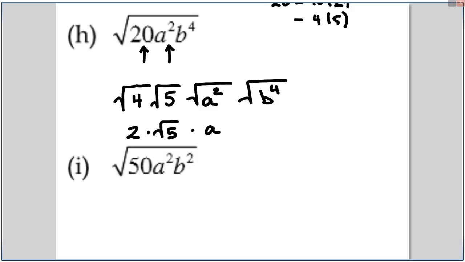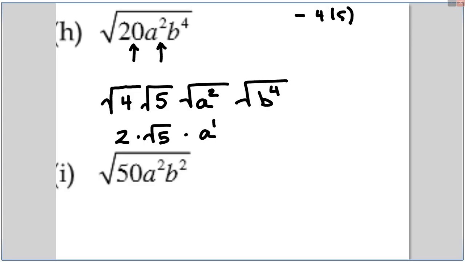Let's try the next one. B4. What would make B4? Think about what's the power on A right now? What's the power on A right now? No, right now. What is the power on A right now? A1. So how do you go from 2 to 1? You divide by 2. So what do you think the answer to the next one's going to be? B2.